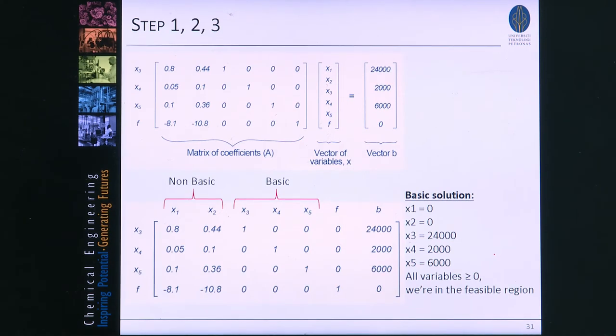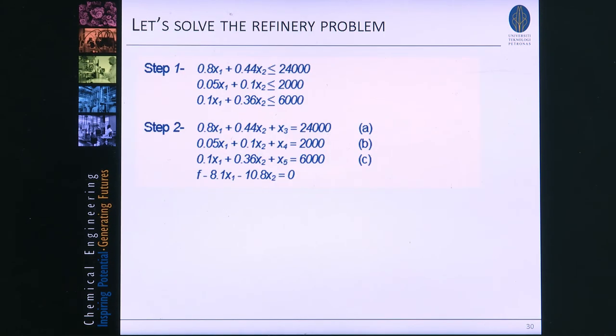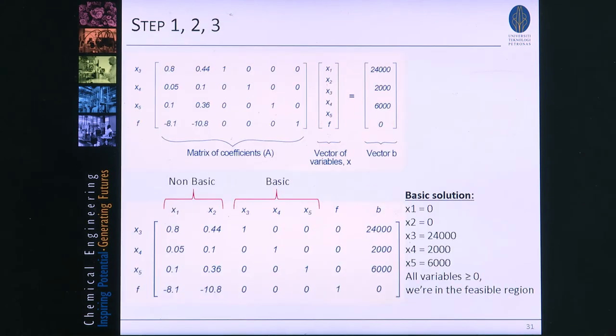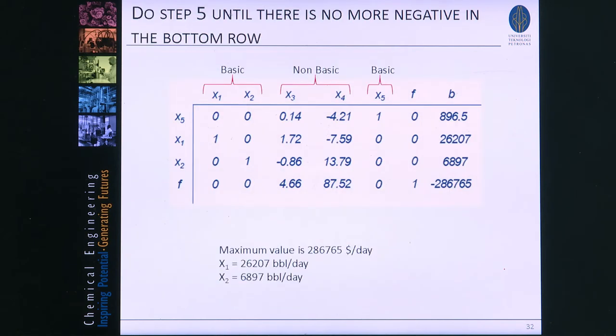So we put all of these constraints into the matrix. So we have all the coefficients, the variables, and then the right hand side of the equations. Non-basic is x1, x2 equals 0, and then basic x3 is 24,000, x4 is 2,000, x5 is 6,000. So all of these are positive, and we are in the feasible region. And then you can just continue until you get this.